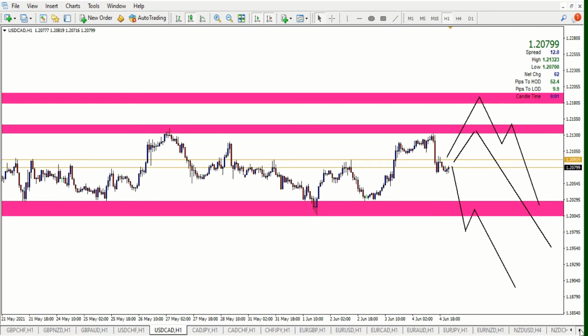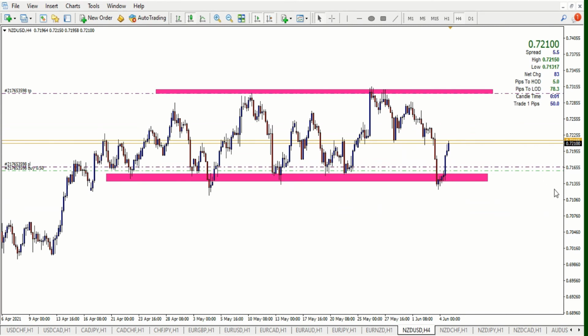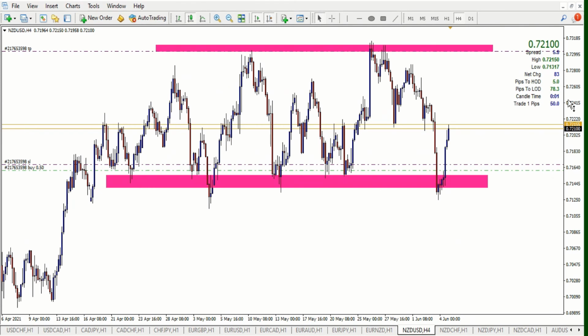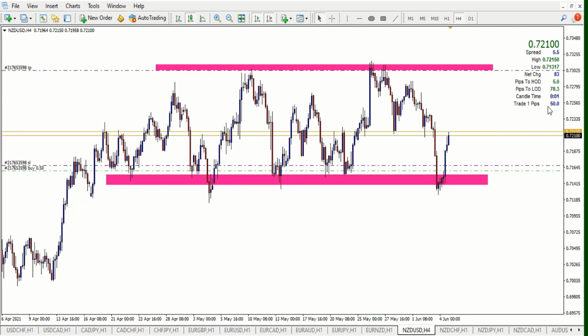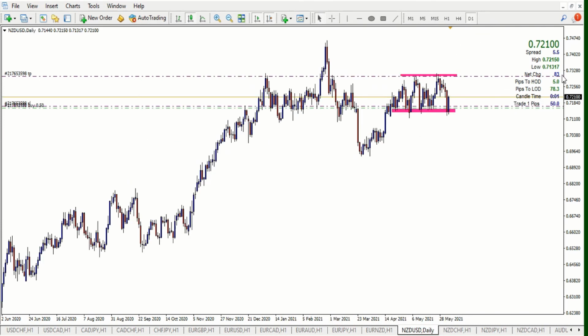And then the final pair is the New Zealand dollar USD. I'm sure you guys saw me take this trade on NFP day. I'm still in profit for now, about 50 pips in. You can see over there we have about 50 pips exactly. So likewise with this one, I'm not expecting anything any different. So we can go to the daily.